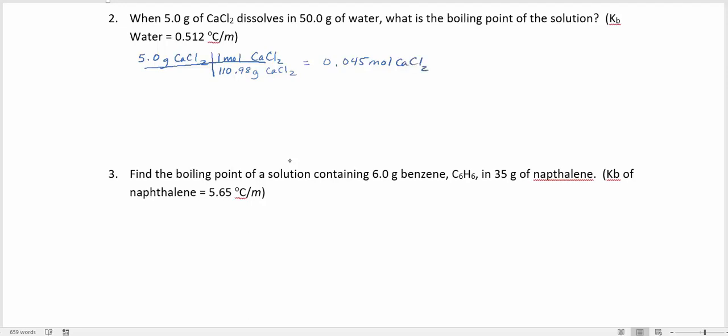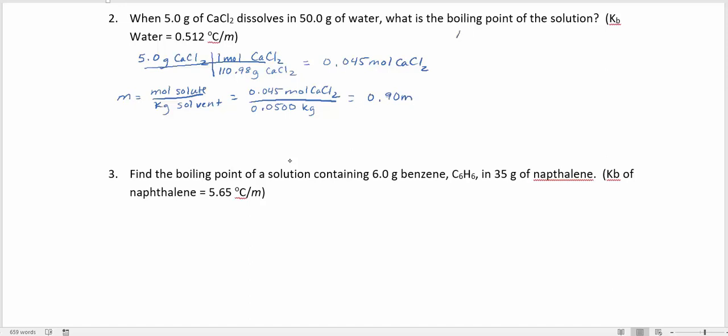Now what we need to do is actually calculate the molality. Molality is moles of the solute divided by kilograms of the solvent. We just calculated the moles of our solute here. And we are given the mass of our solvent, which is the water, and that needs to be converted into kilograms. For a molality of 0.90 lowercase m of solution.